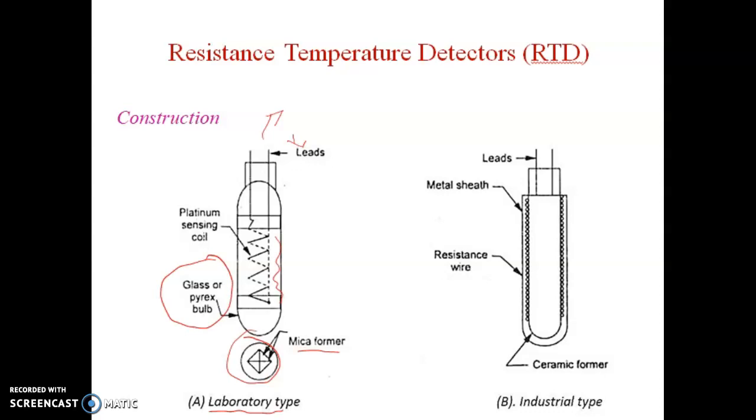And this is the industrial type. In the industrial type we use a ceramic former, and around that ceramic former we wind the resistance wire. It also has copper leads, and this ceramic former and resistance wire are housed inside a metal sheath. The metal sheath is used to protect this arrangement and also to distribute the temperature evenly around the resistance wire.